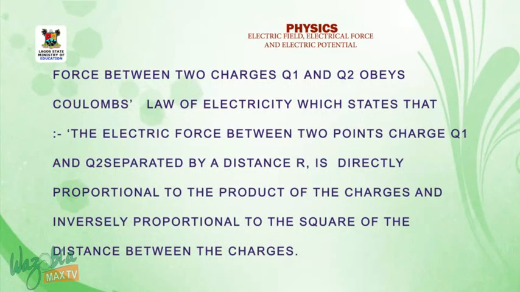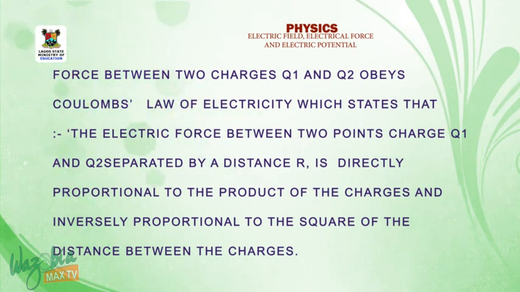Force between two charges Q1 and Q2 obeys Coulomb's law of electricity, which states that the electric force between two point charges Q1 and Q2 separated by distance r is directly proportional to the product of the charges and inversely proportional to the square of the distance between the charges.